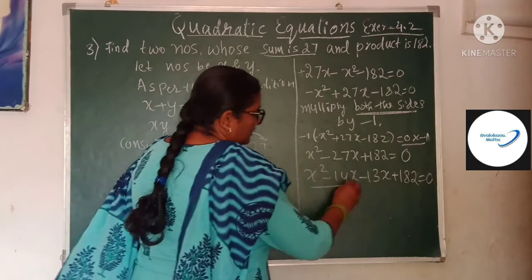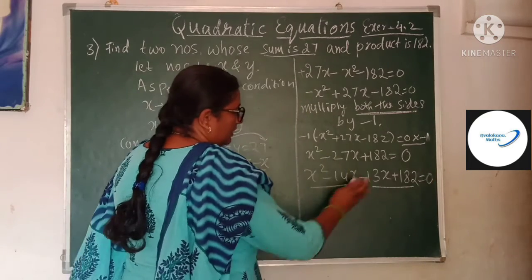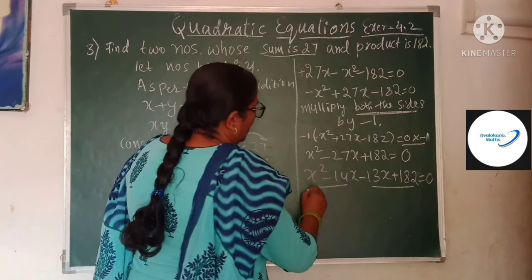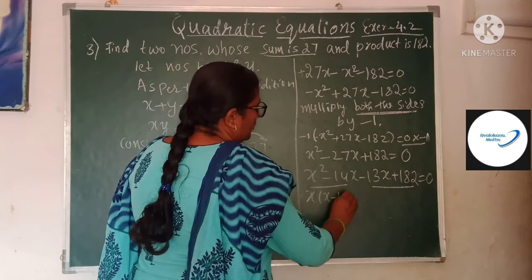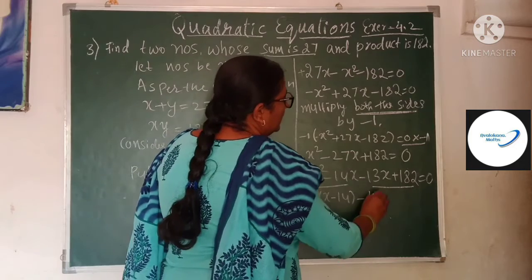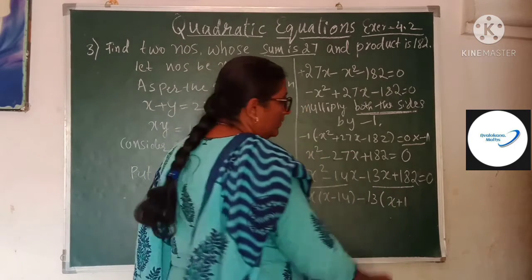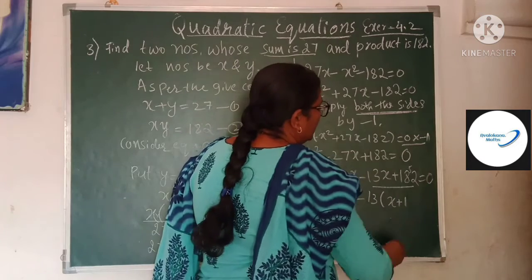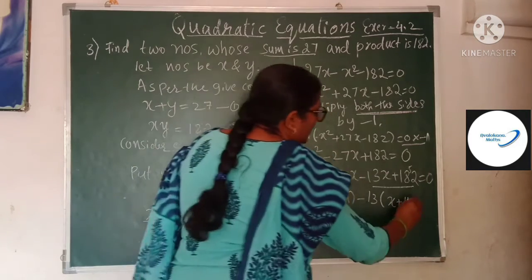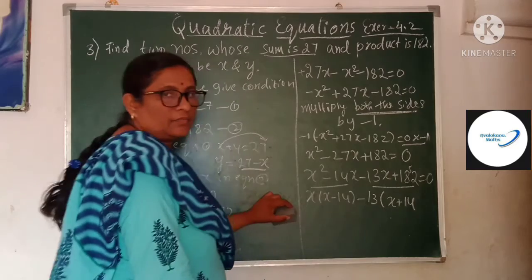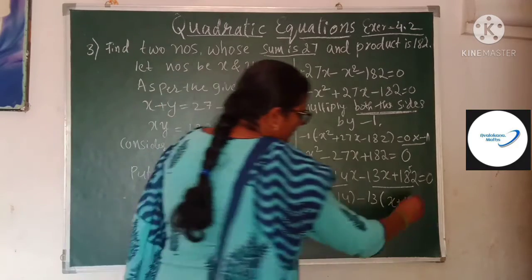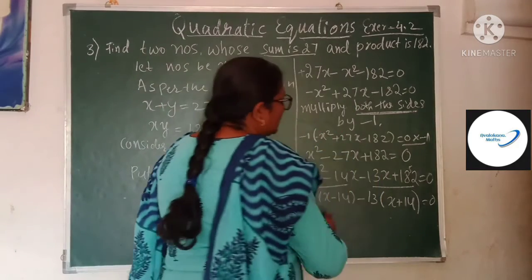Now it is simple as usual, like the previous problems we have done. Now x is common: x minus 14. Then minus 13 is common, 13 times 14 gives 182. Equals 0.